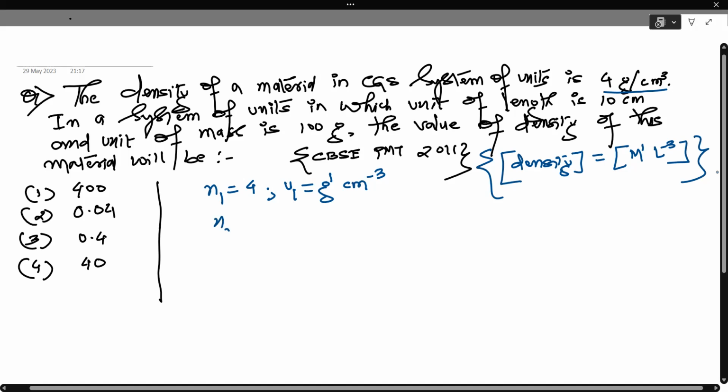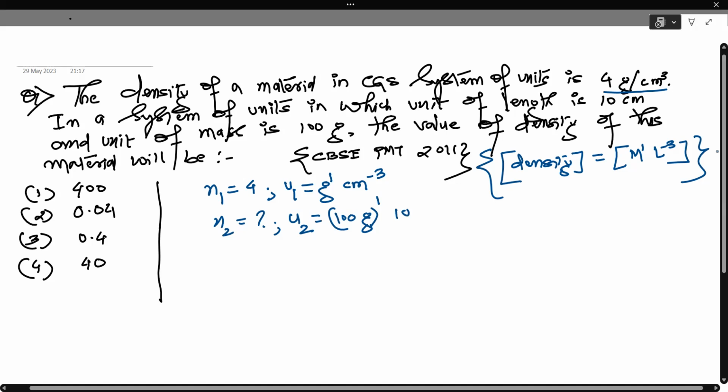Now n2 we have to find out, and u2 is what? To see, in the new system our unit of mass is 100 gram. So in place of the unit of mass we will put 100 gram, and as per the dimensional formula the power should be 1. Secondly, the unit of length is 10 centimeter. So now for the unit of density, the unit of length should be raised to the power -3.